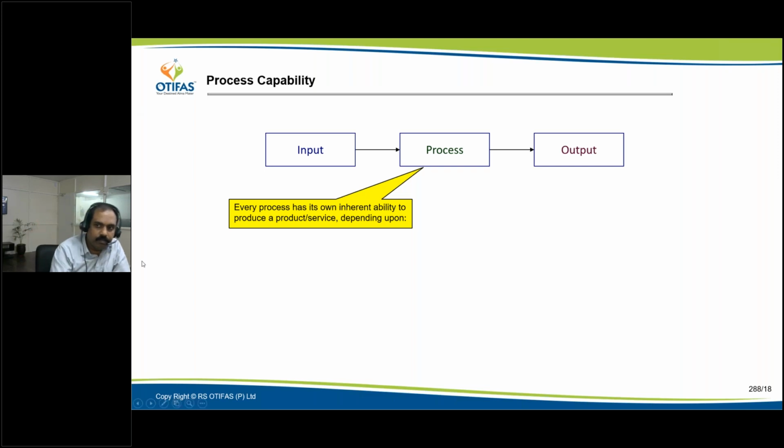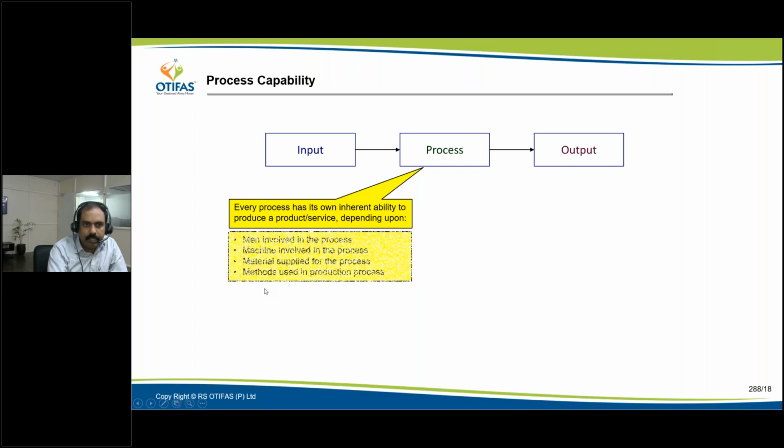Very simple, I'll tell you. It is the man involved in a process, the machine involved in the process, the material supplied, which is input, and the methods used in the production process. At the basic level, these are the things that determine your capability. What makes a country capable? Indian suppliers, maybe the machines they use, or maybe the people involved. This is a big thing. You have the same machine in an Indian factory and in a Japanese factory, but the people make a difference.